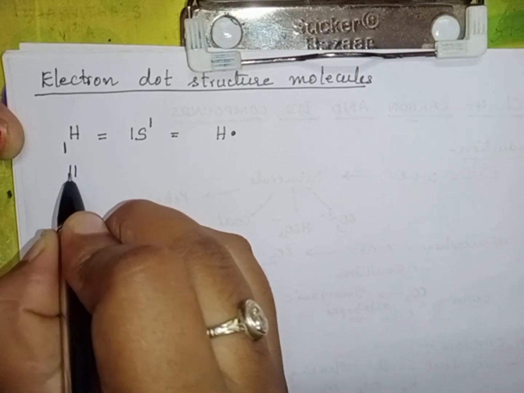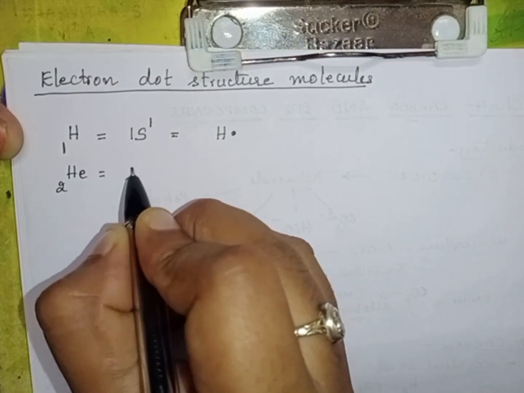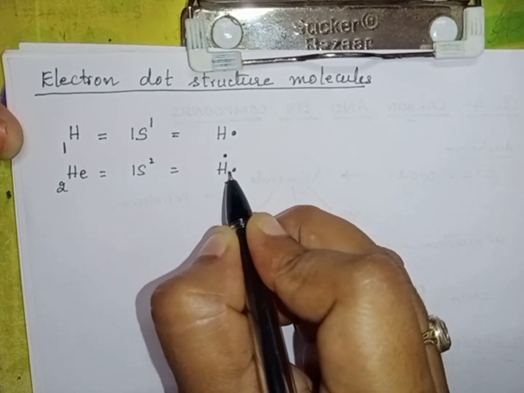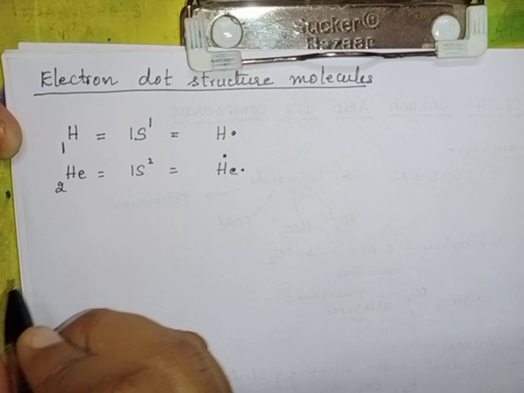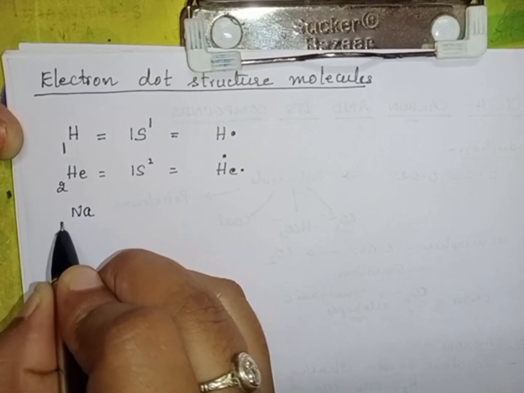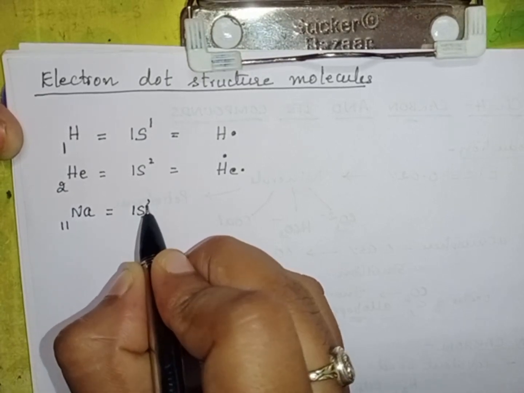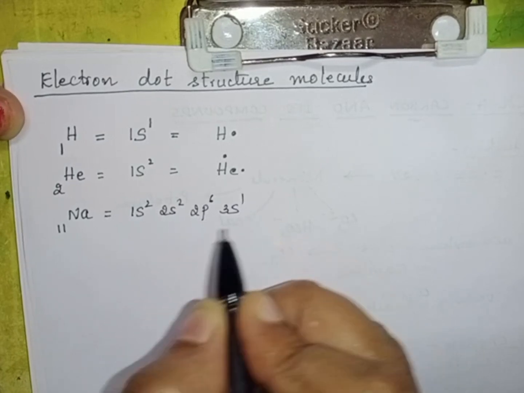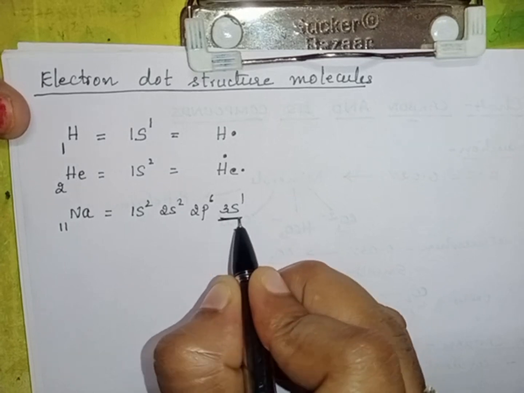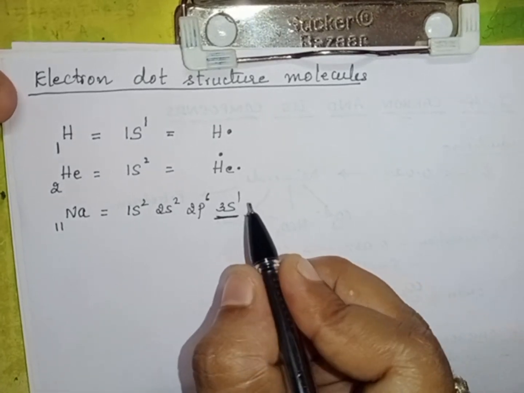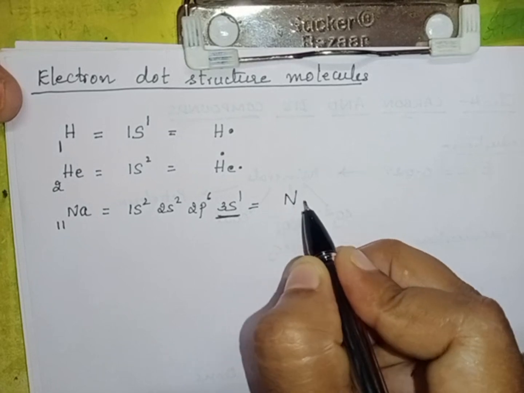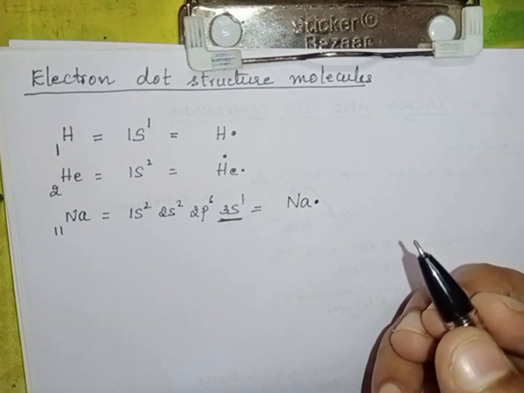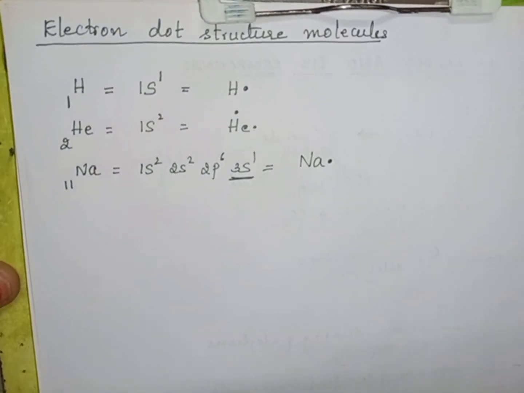If you take helium, atomic number 2, 1s2. Only valence electrons you have to show. 2 electrons you will show here. Helium, like this. If you take sodium, atomic number 11, 1s2, 2s2, 2p6, 3s1. In the valence shell, there is only one electron. So I'll write it as sodium like this. Anywhere you can put the dots. And this is the electron dot structure of atoms.